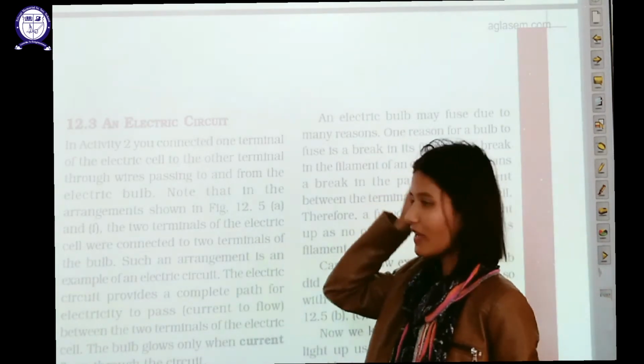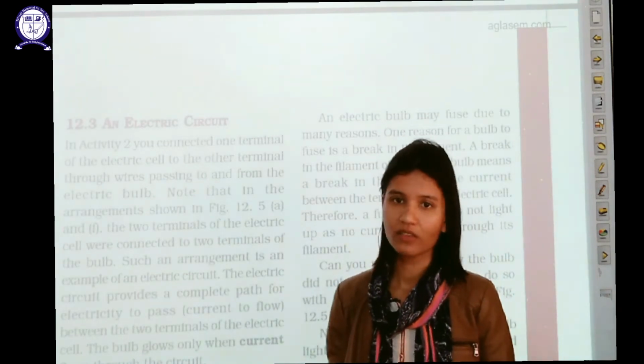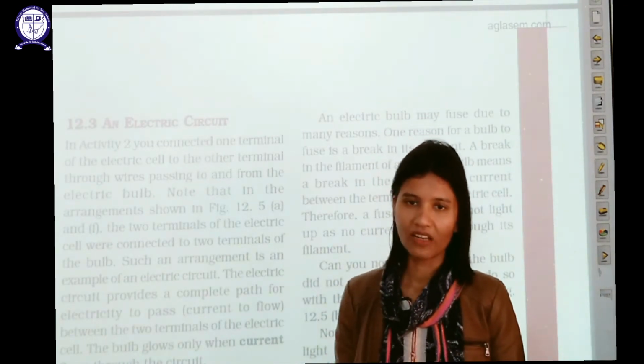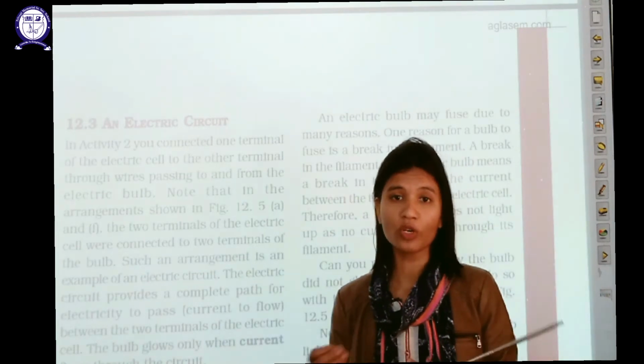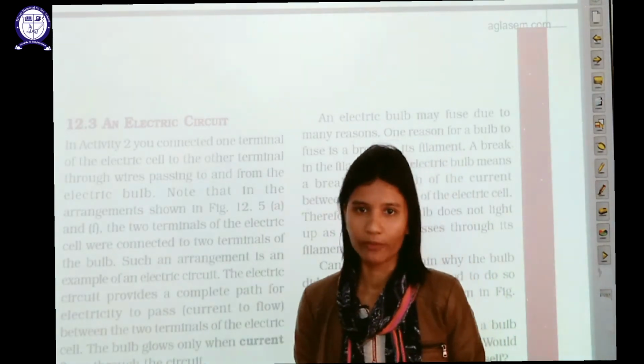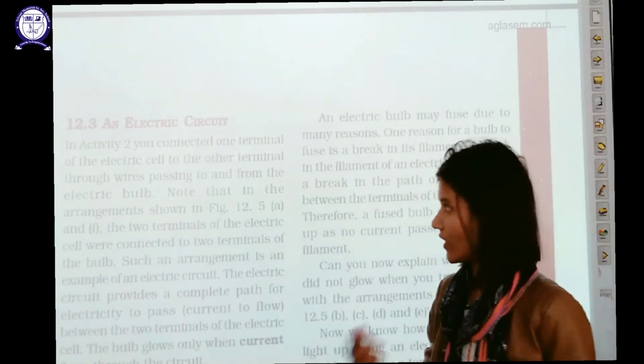So the very first component of an electric circuit is, we know, the battery or cell. What is a battery? A combination of cells is nothing but a battery. So a combination of cells is a battery.